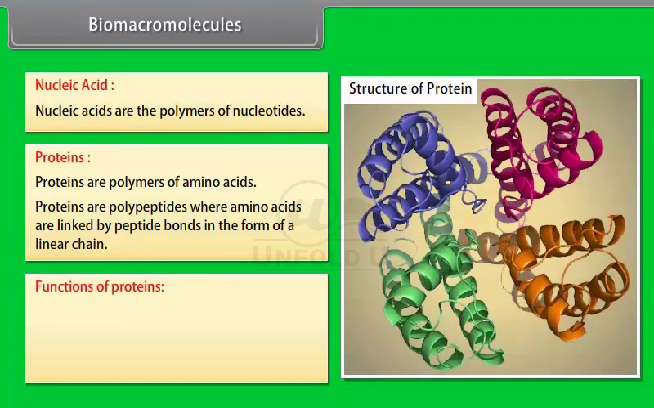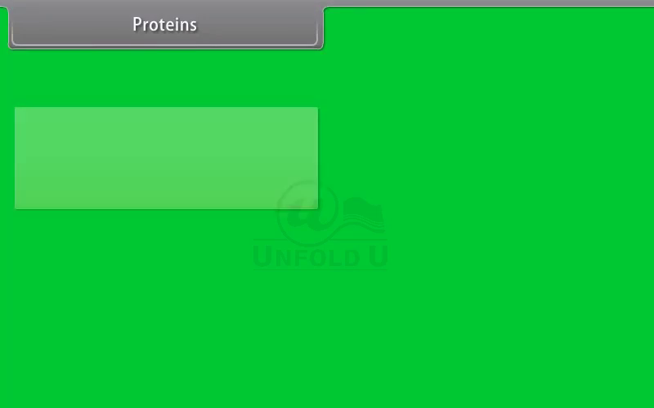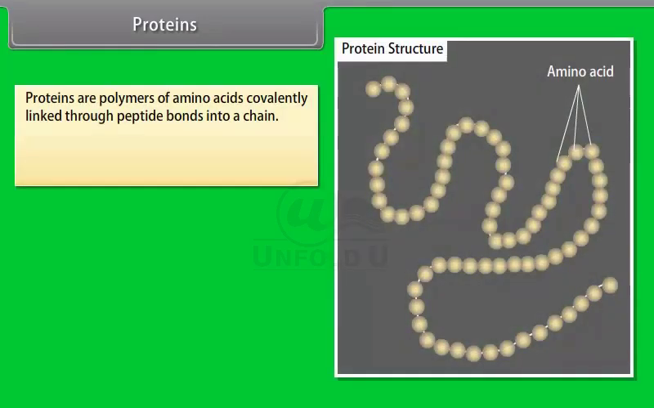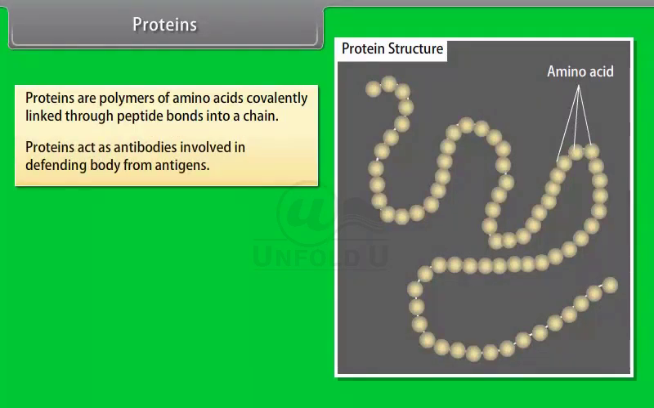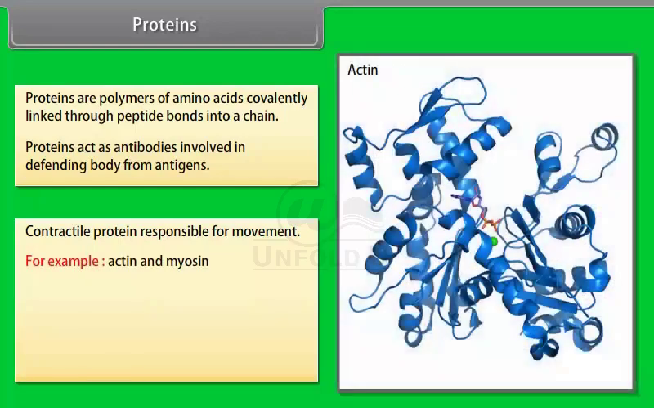Functions of proteins: transportation of nutrients across membranes, fight infections, and act as hormones and enzymes. Proteins are polymers of amino acids, covalently linked through peptide bonds into a chain. Proteins act as antibodies involved in defending the body from antigens. Contractile proteins are responsible for movement, for example, actin and myosin.